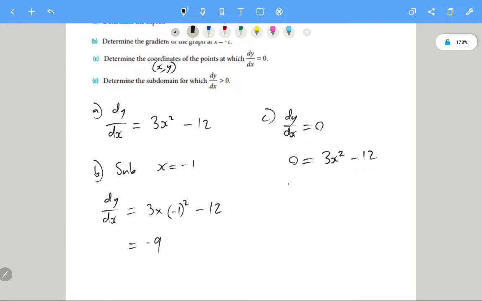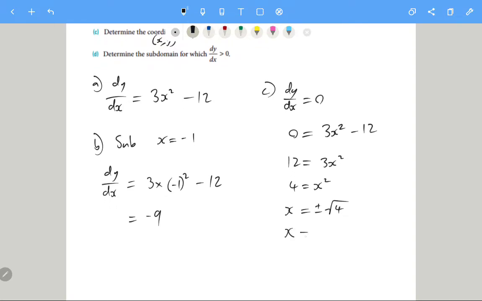Alrighty, so let's solve for this. Move the 12 to the other side, 3x squared equals 12. Divide both sides by 3. Take the square root. Remembering when we're taking the square root that we always give plus or minus. And so we get two values: x equals 2 and x equals negative 2.